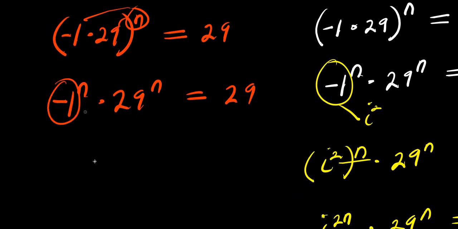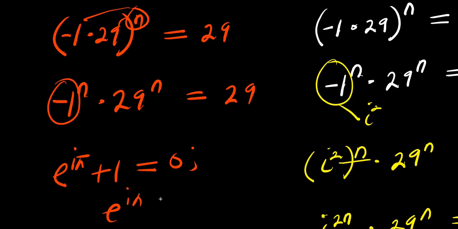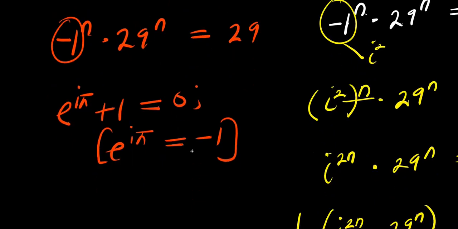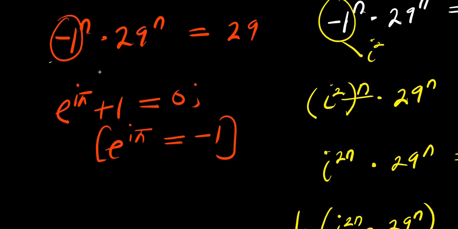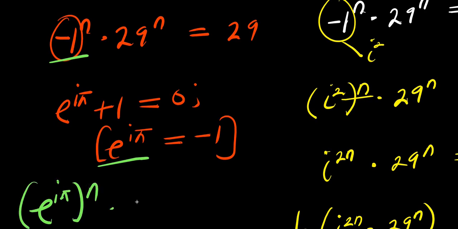Then considering this -1 again, instead of making use of the square root of -1 equals i, I will simply make use of e^(i pi) plus 1 equals 0, meaning e^(i pi) equals -1, right? So I'm going to replace this -1 here with this. So I have (e^(i pi))^n times 29^n equals 29.